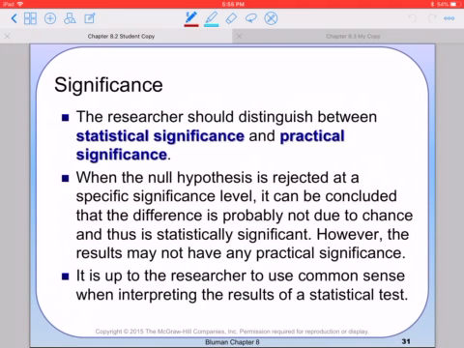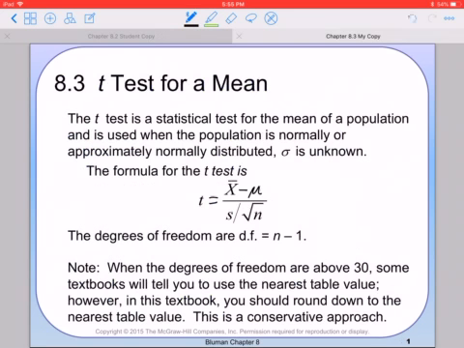All right, and then finally here we got some statements about significance. So pause the screen and read it, and then we'll move on to 8.3. All right, so these chapters are going along, and it's similar to the last chapter where we had the z-test and then we did our t-test. So this was our new table, our second table.